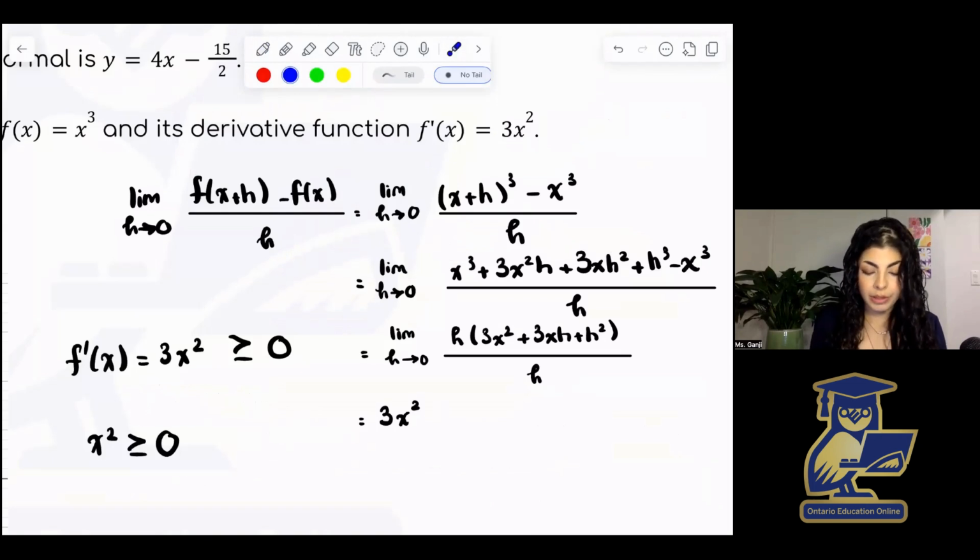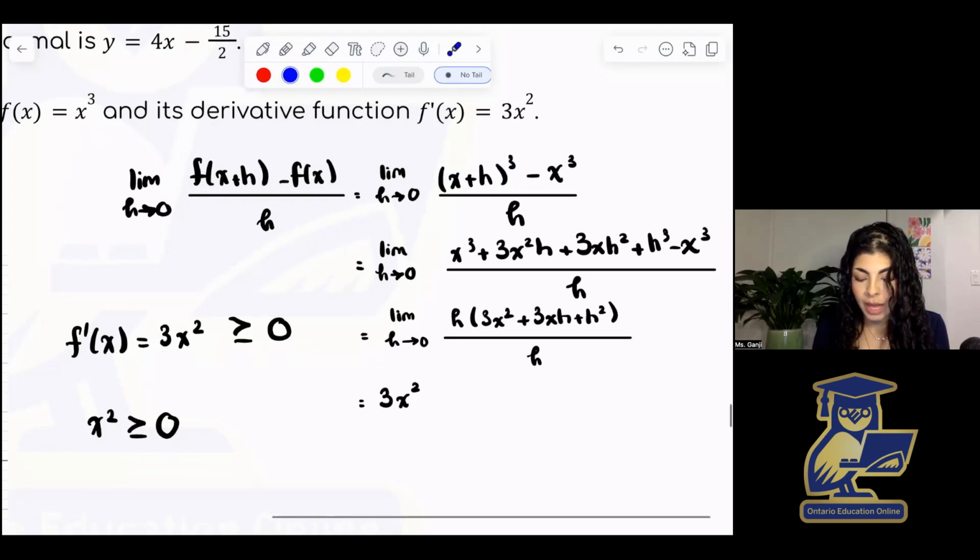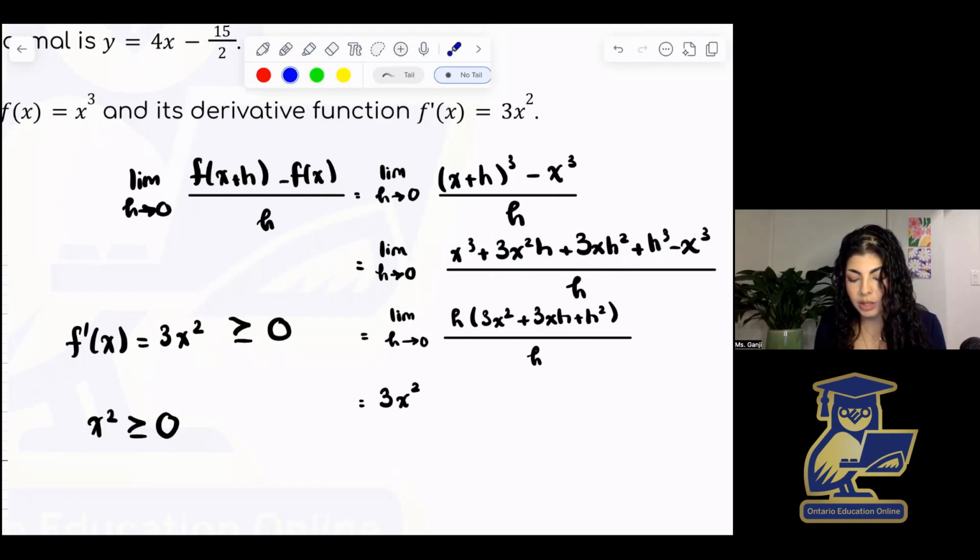Okay, and I did want to briefly show you how we get that 3x squared if you were very curious about it. I'm just using my definition of the limit for the derivative, and now I will substitute x plus h for the cubic function and just x cubed. This is just the expansion of a binomial that's cubed, so x cubed plus 3x squared h plus 3x h squared plus h cubed. The exponent is decreasing for x and increasing for h.